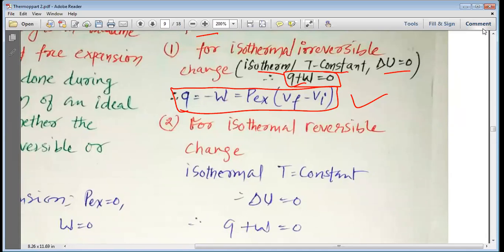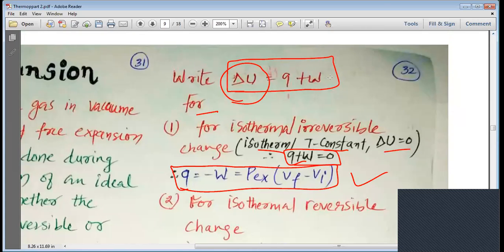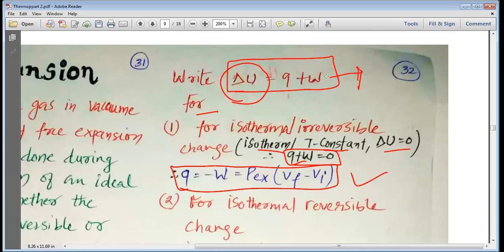So Joule, working in the vacuum, has proved that if the work done is 0, or in an isothermal reversible process, the total internal energy change is 0, because the system is isothermal, and as it is isothermal, the temperature remains constant. So the change in the internal energy even remains constant. And as the change in the internal energy remains constant, delta U is equal to 0, Q is equal to minus W, and the work done is P external into Vf minus Vi.